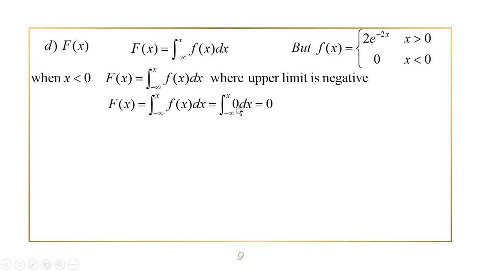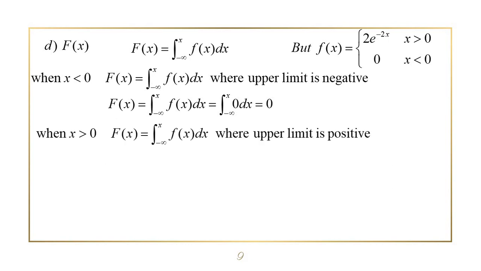When the upper limit is negative, you know small f of x is 0. Therefore, after integrating you get 0. Now when x is greater than 0, that means in our definition the upper limit is positive. You know that our function is a discontinuous function. When x is less than 0 it is 0, when x is greater than 0 it is 2 into e raised to minus 2x.